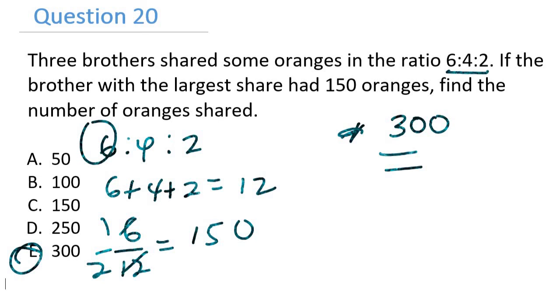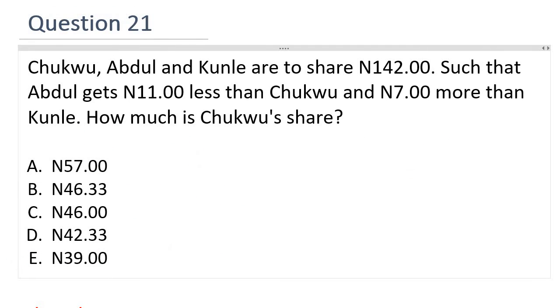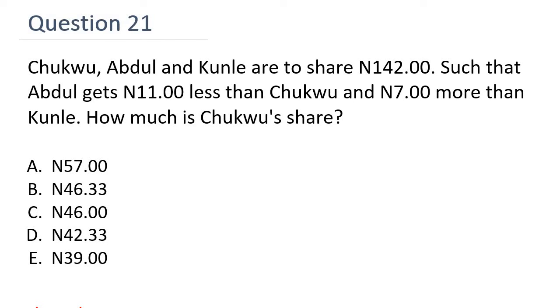Question number 21. So for this question 21, Chukwu, Abdul, and Kunle are to share 142 naira, such that Abdul gets 11 naira less than Chukwu and 7 naira more than Kunle. How much is Chukwu's share? Okay, I can do this using a shorter method, but let's just go with this explicit method.